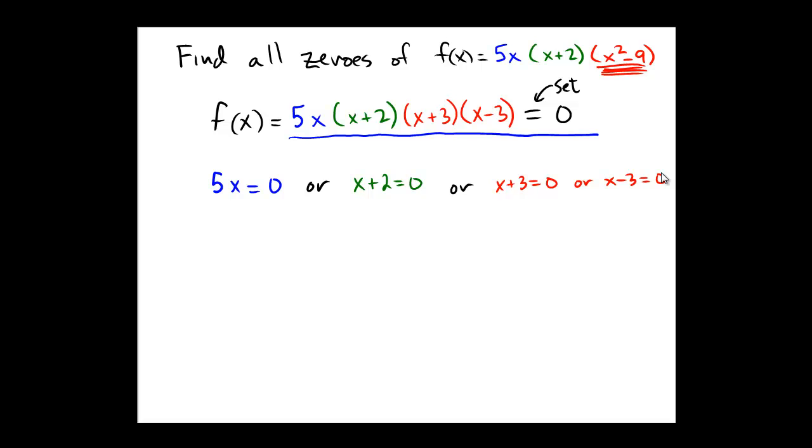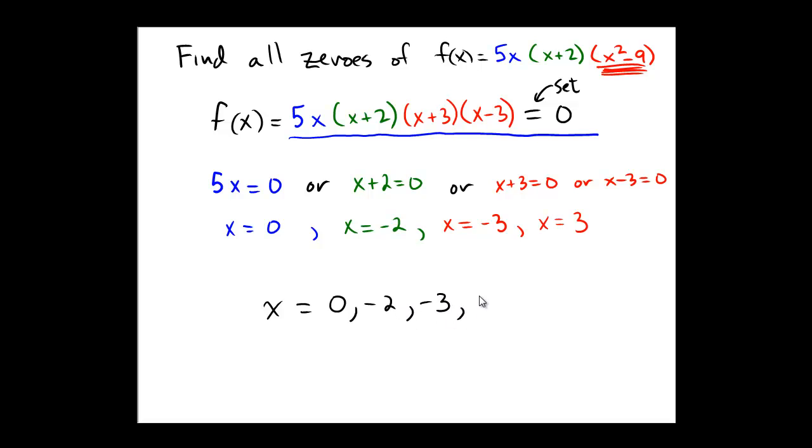But notice that each one of these equations is a simpler linear equation that can be solved, actually in this case all of them are just one-step equations. For here, divide both sides by 5, x equals 0. For this one, subtract 2 from both sides. For this one, subtract 3 from both sides. And for this one, just add 3 to both sides. X equals 3. So the possible solutions, the possible zeros of this particular function would be 0, -2, -3, or 3.